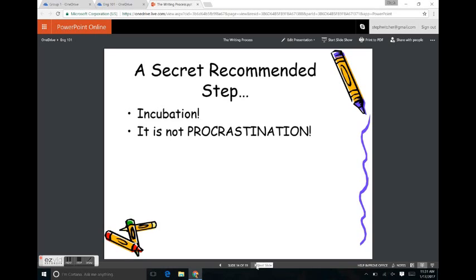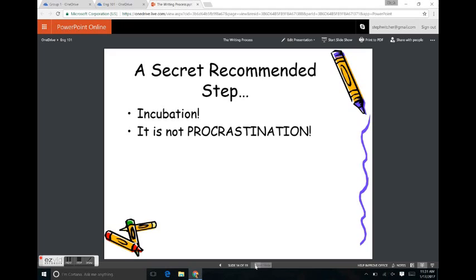This is not procrastination. That's a different problem altogether. Procrastination is, I didn't even start the paper. Incubation says, I have the paper written, but I'm going to walk away from it for a while. If you have ever turned in a paper and got it back and thought, oh man, I didn't even see those mistakes, that's because you didn't walk away from your paper long enough. And so the incubation process allows your brain to dump all that information so that when you come back to improve the paper, you don't have all of that information still in your mind.